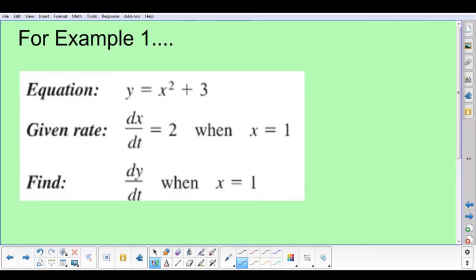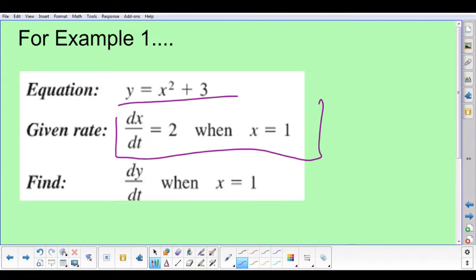So if I want to do that last example, the equation I'd write down is y equals x squared plus 3. The given rate, so I was given dx/dt when x equals 1. And I wanted to find dy/dt when x equals 1. So if you write that information down, it'll be a lot easier to process problems.